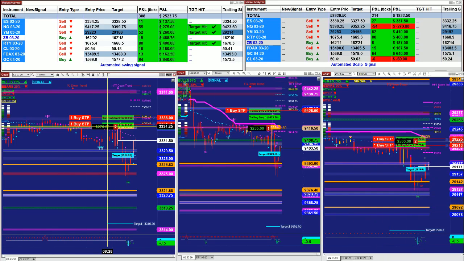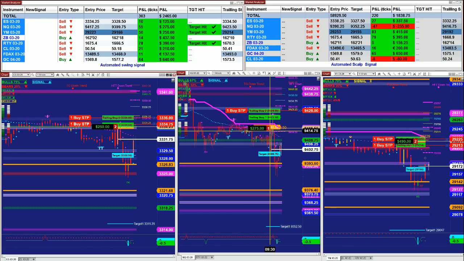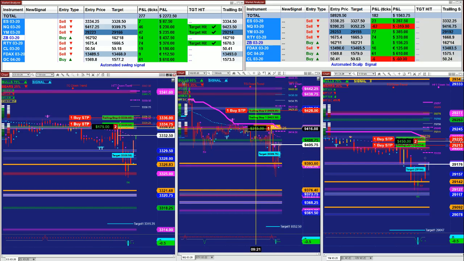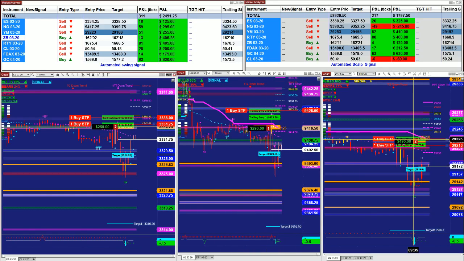If you look at the ES as an example, there is $100 in profit here. There is 200 because the automated trade, we set it on two contracts. The Nasdaq, there is only one contract. So as you see here, we have $250 on the Nasdaq. It is 250 because there is only one contract, and there are two contracts on the YM.